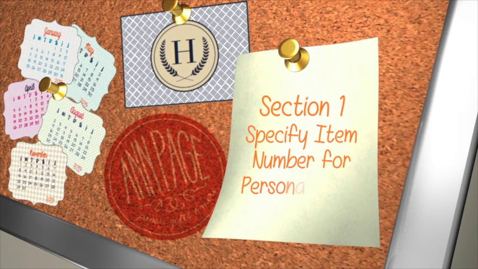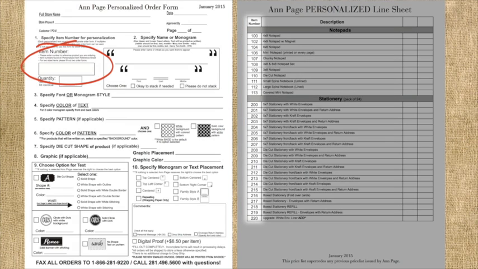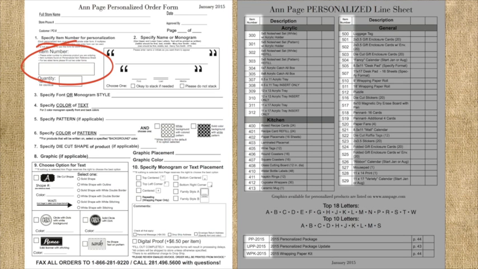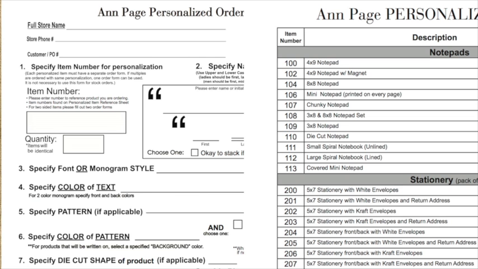Section 1. Specify item number for personalization. Write the item number for the product you are ordering. Item numbers can be located on pages 52 and 53 of the 2015 and page catalog. All personalized items have a 3-digit numerical number. For example, an 8x8 notepad is item number 104.